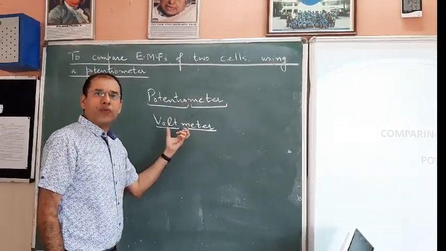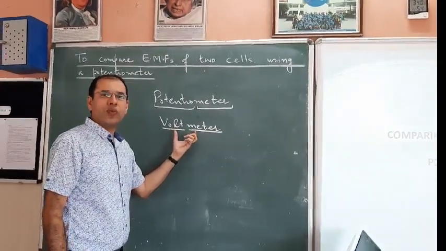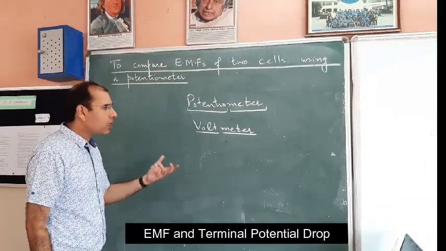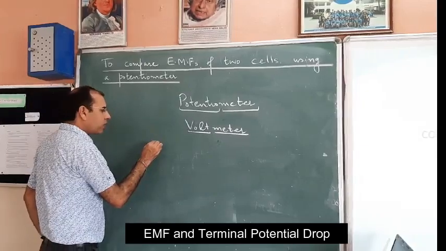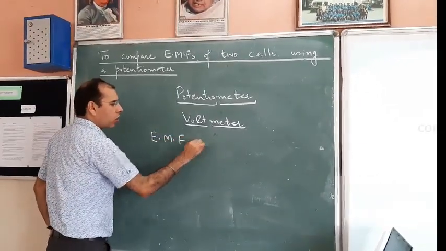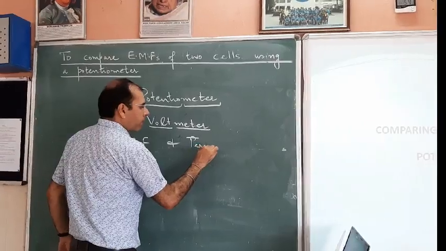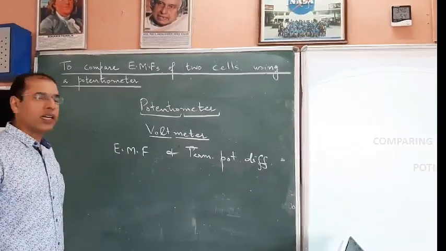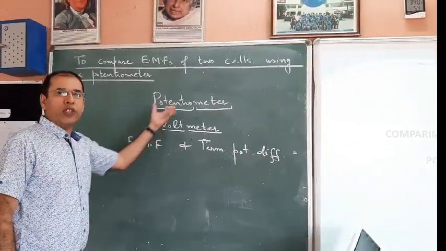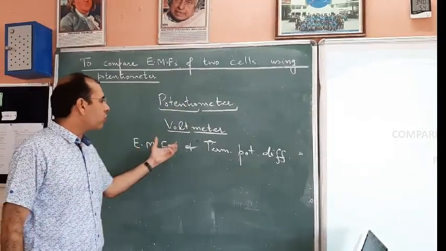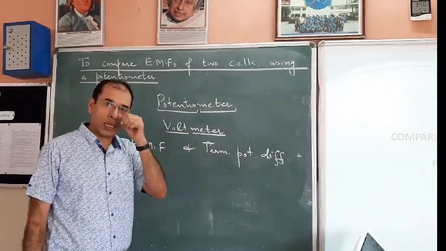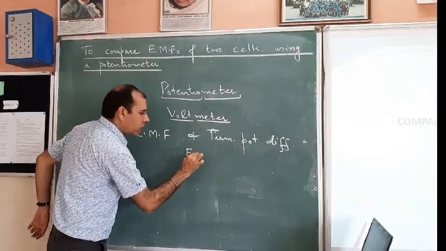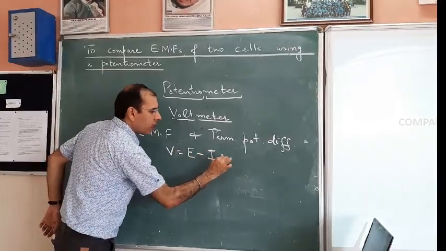Now if we talk about a voltmeter, as you have studied in your theory classes, there are two terms. One is called terminal potential difference and the other one is called EMF. In theory you have studied that we generally use a potentiometer for measurement of EMF and a voltmeter can be used for measuring terminal potential difference. The two things are related as V is equal to E minus Ir.